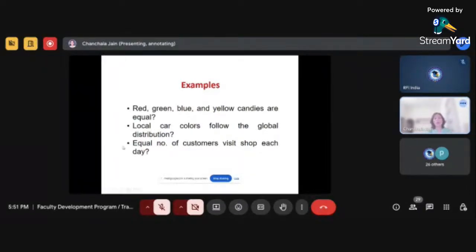Next one, equal number of customers visit a shop each day. So whatever is the count coming per day footfall, I can note down, and I'm expecting whatever it is. So I can write down my expectations, and that way we can make a comparison. So it is known as, again, one of the examples of goodness of fit. And in all 3 examples, you can find we will be having only a single variable, right?